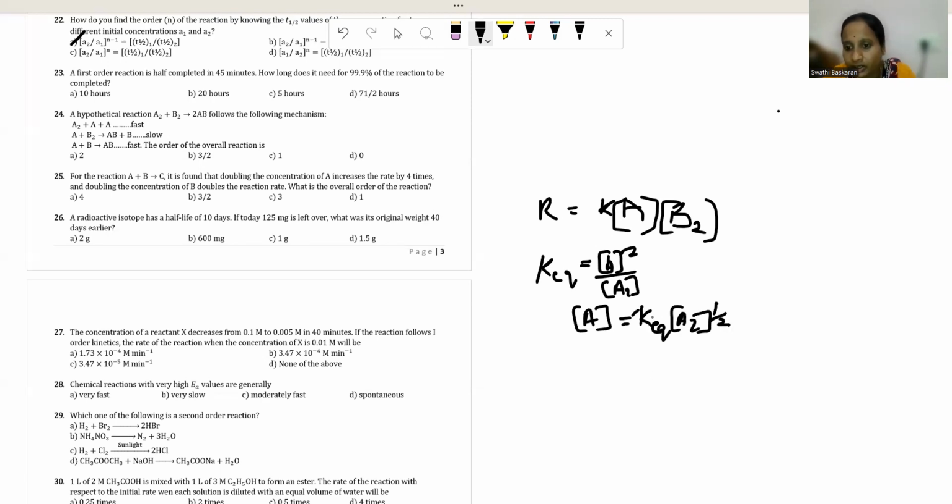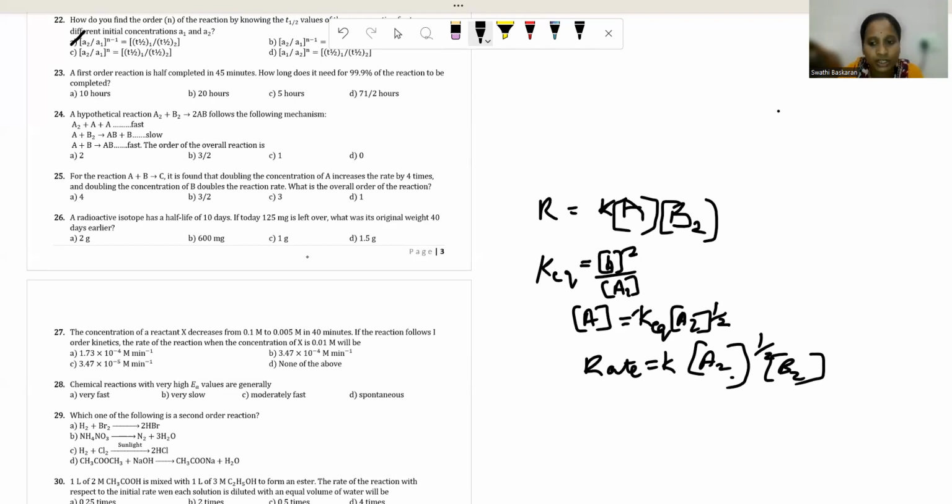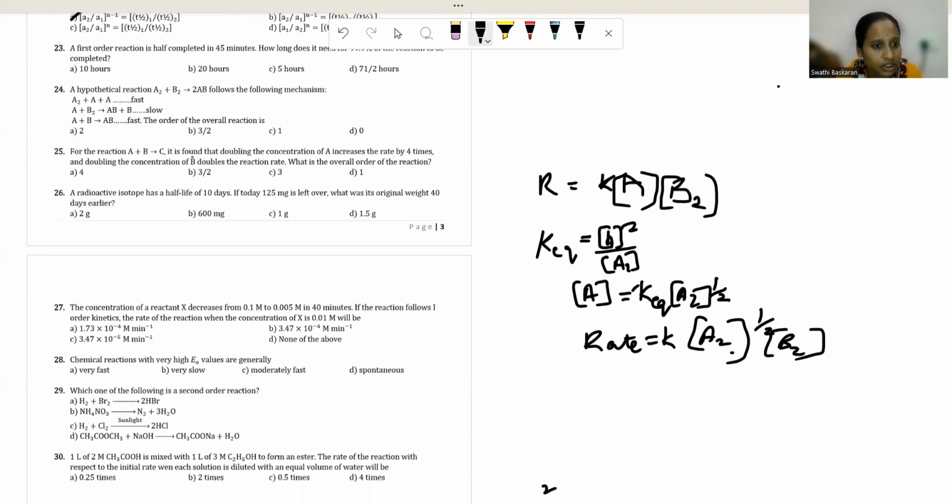So hence, what is our rate law? Rate is equal to K, A2 raised to the power half, and then you have B2. So now what is the overall order of the reaction? The powers which are raised to the concentration terms in a rate law, the summation of these powers will give rise to the order. So hence the correct option would be 1 plus half, which is equal to 3 by 2. So B option would be correct for the 24th question.